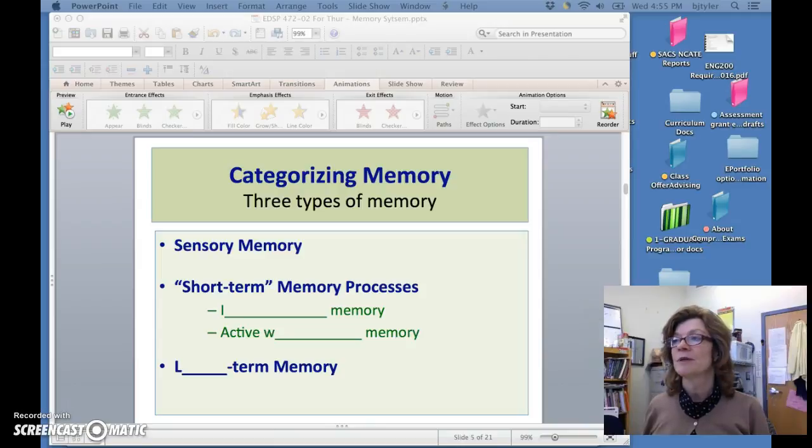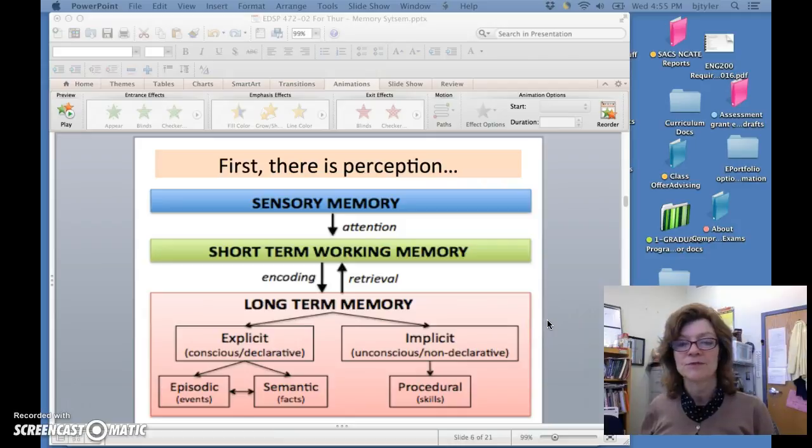There are three types of memory, and we'll talk about each of them in turn. So the sensory memory, short-term memory processes, and that includes immediate memory and active working memory, and then long-term memory. And here's a visual, a graphic kind of depicting the three memory systems. And of course, before anything happens, you have to perceive it.